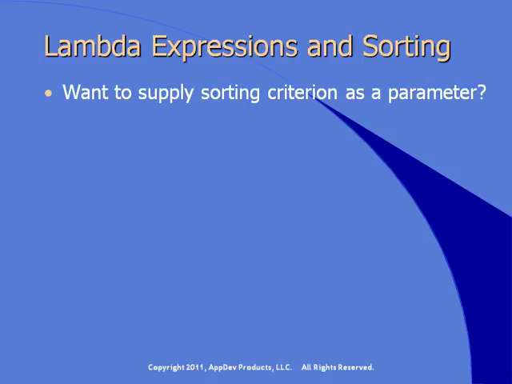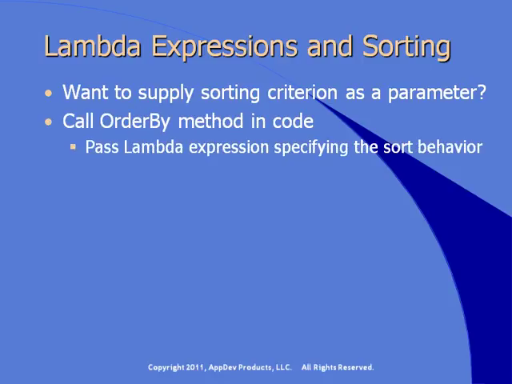Now, in our example, we supplied sorting criteria, but we didn't supply it as a parameter. We just supplied it built into the method call to that OrderBy method. We could call the OrderBy method in code, and that's what we did, passing a lambda expression specifying the sort behavior.